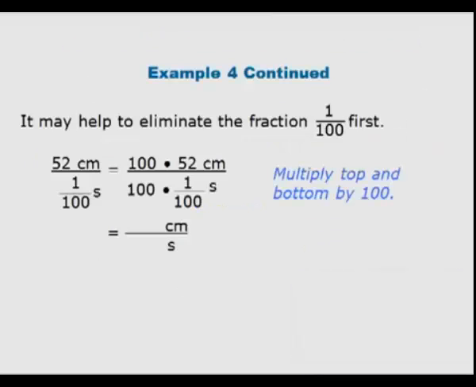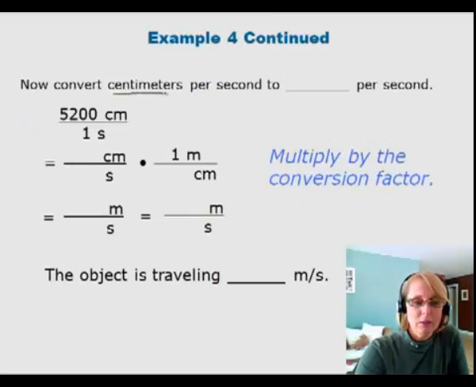Now our first step may be to eliminate the fraction, because this 1/100th can be quite a bit difficult to work with. And we can do that by multiplying both sides by 100, the numerator and the denominator. In that case, we'll have 5,200 centimeters per 1 second. So we now have centimeters per second. Now we need to convert the centimeters per second to meters per second.